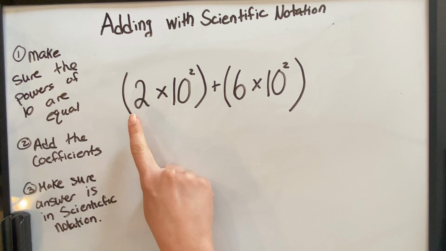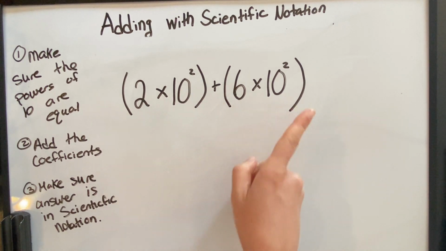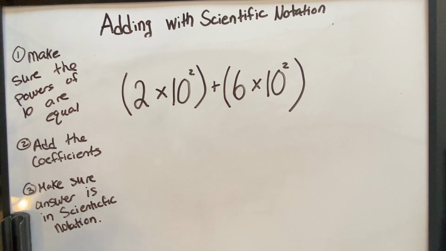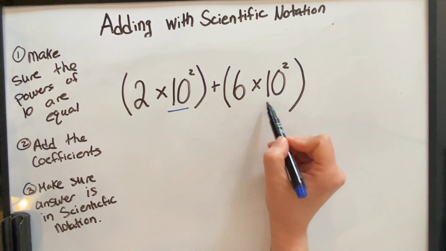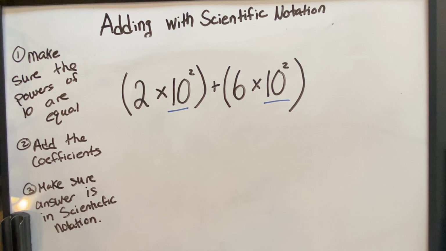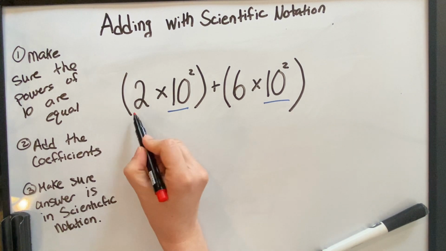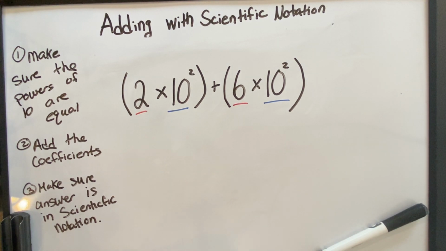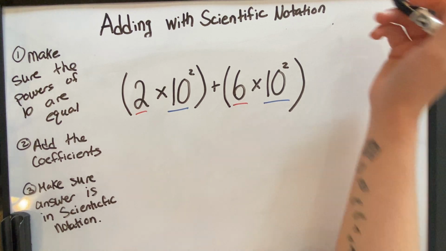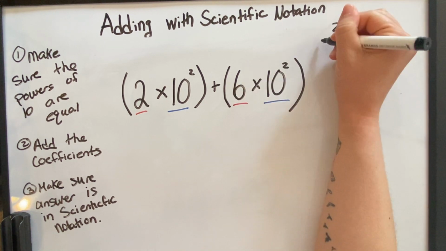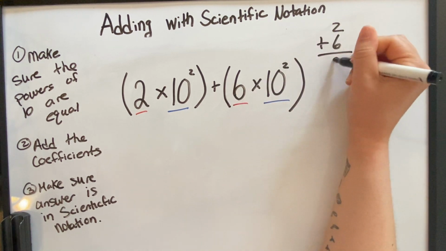So here we're doing 2 times 10 squared plus 6 times 10 squared. So step 1 says make sure that the powers of 10 are equal. So this power of 10 is 10 squared, this power of 10 is 10 squared, perfect. Step 1 checked off. Step 2, add the coefficients. So my coefficients here are 2 and 6. So we're going to add them because we're dealing with addition here. So it'd be 2 plus 6, which is 8.